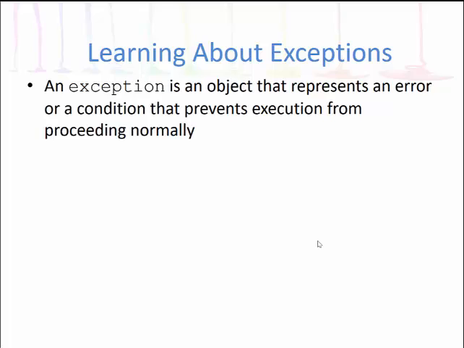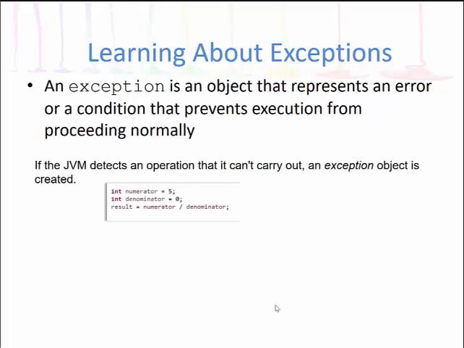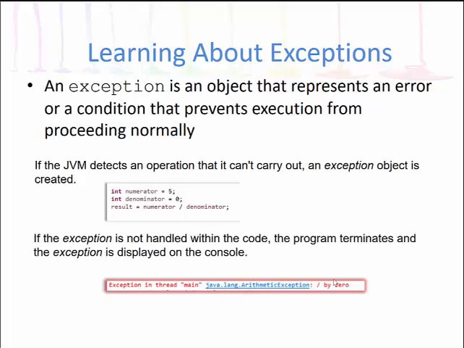This is something we've been working with all along and didn't really know what we were doing because we just rolled with it and didn't really understand it. So an exception is, for example, when the JVM detects an operation that it can't carry out. For example, here we have this numerator divided by a 0. Well, we all know what happens when we try and run that code, right? We get this error on our console. So it's an exception. It's something that the JVM couldn't handle, didn't know what to do with, and so the program terminated and sent up the error message on our console. So this actually is an object. It's an exception object.